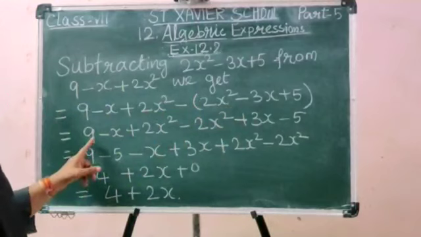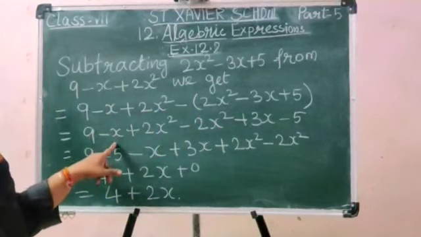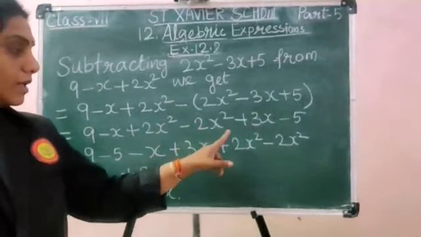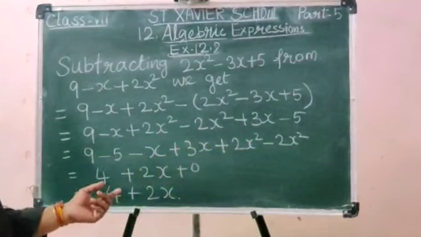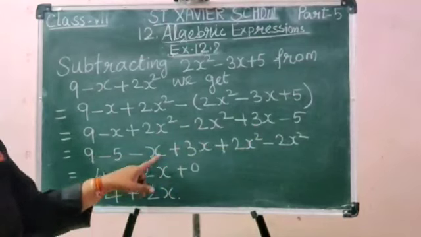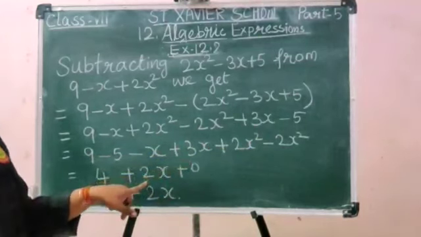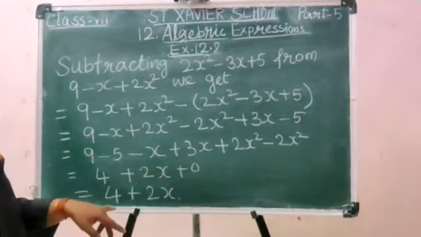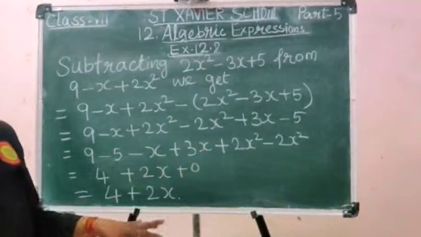So now collect the like terms, now 9 and minus 5, then minus x, then plus 7x, then plus 2x squared minus 2x squared. So 9 minus 5 will become 4, minus x plus 7x, it will become plus 6x, plus 2x squared minus 2x squared will become 0. So the answer is 4 plus 6x.